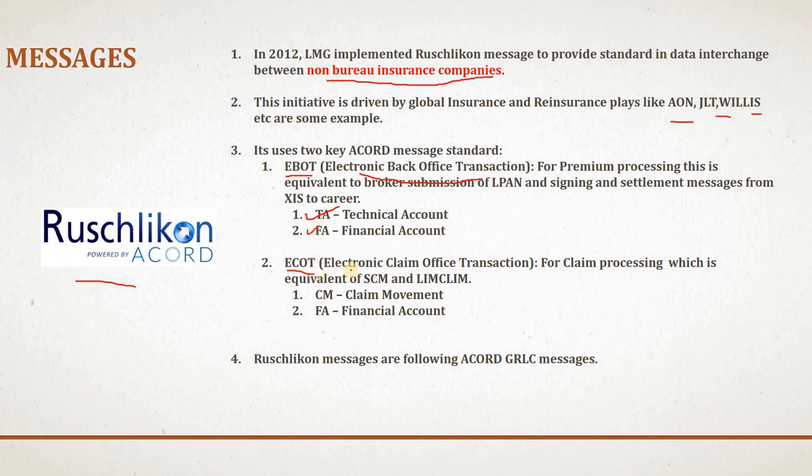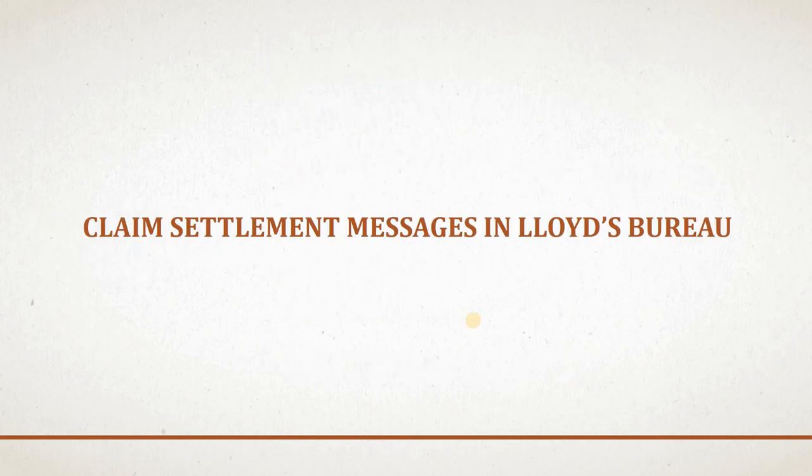Then ECOT stands for Electronic Claim Office Transaction, for claim processing, and they have two standards over here, called the claim movement messages and financial accounting messages. As you see, Ruschlikon is powered by ACORD, and Ruschlikon is in the London market. Ruschlikon messages follow the GLRC message standard, which stands for ACORD Global Reinsurance and Large Commercial messages. Now let's see claim settlement messages in the Lloyd's Bureau.